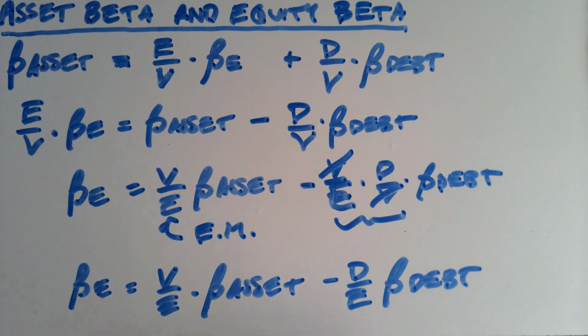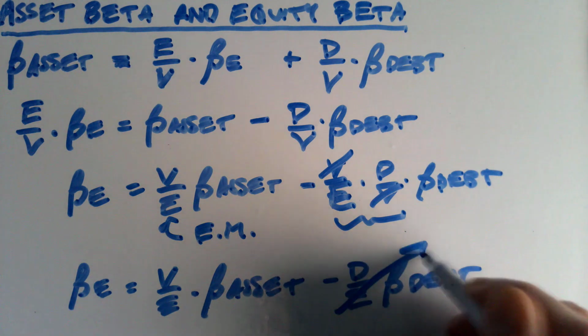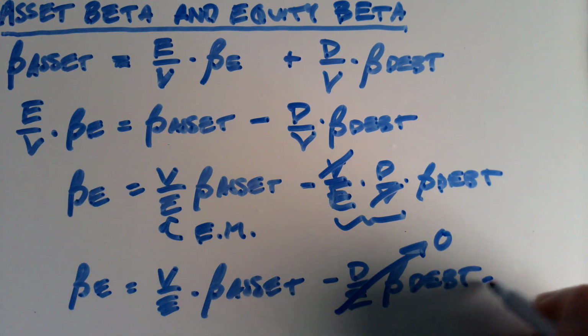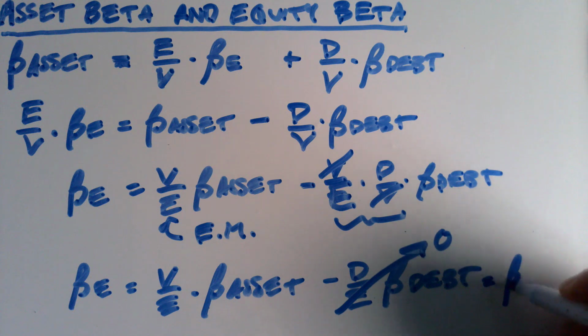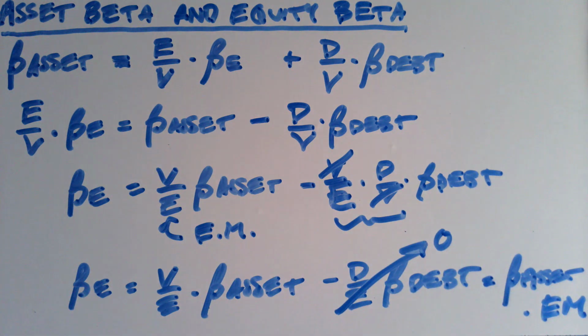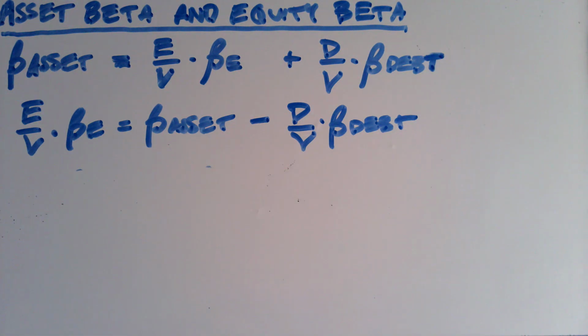In fact, unless you're told a beta of the debt to use in your calculation, the assumption we usually make is that the beta of the debt is 0. And so the beta of the equity is merely the beta of the asset times the equity multiplier. Let's assume, though, that the beta of the debt is not 0, and let's solve for it.